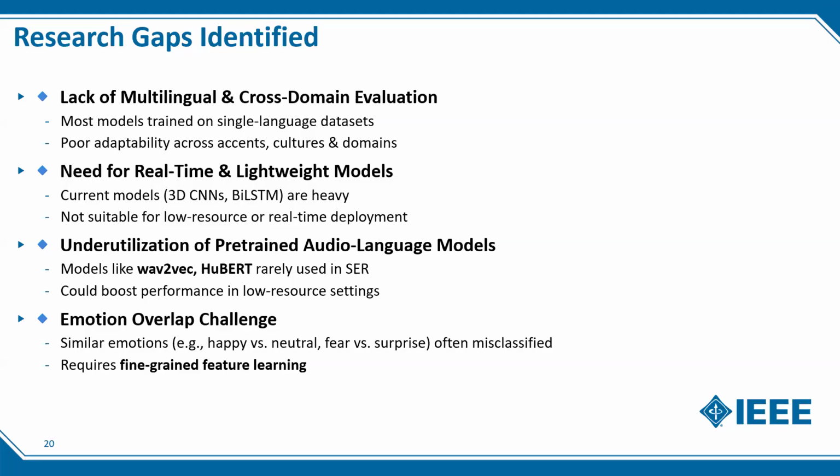So we need data collection in order to incorporate these types of research, and we need real-time and lightweight models. Most of the models are using 3D CNN, BiLSTM, and transformer models, which are very heavy. In order to employ these models in edge devices, we need lightweight models to reduce the computational complexity for hardware implementation. So the heavy ones are not suitable.